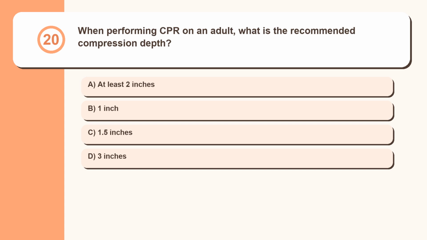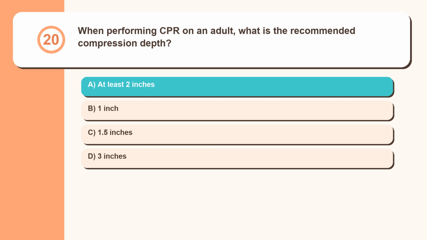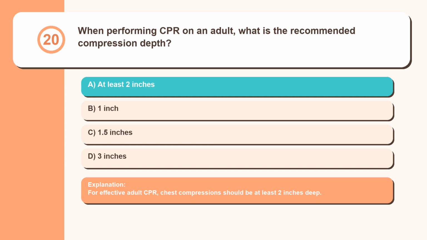Question 20. When performing CPR on an adult, what is the recommended compression depth? At least 2 inches, 1 inch, 1.5 inches, 3 inches. For effective adult CPR, chest compressions should be at least 2 inches deep.